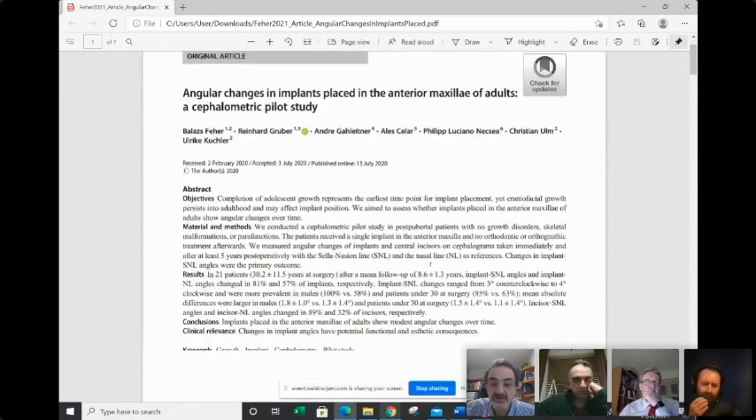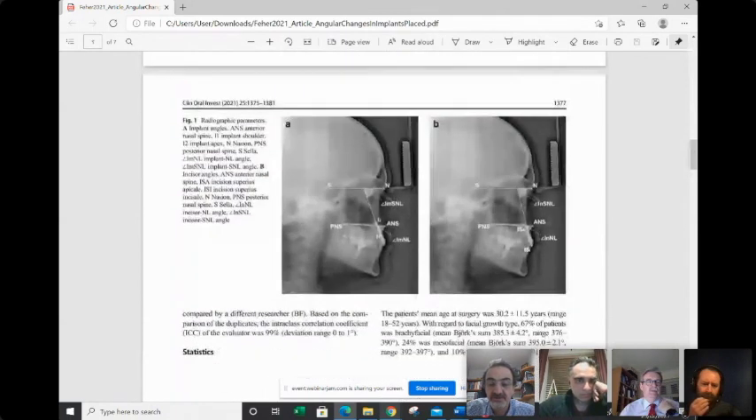So I'll go down to the diagram, to this figure. Can you see that image?